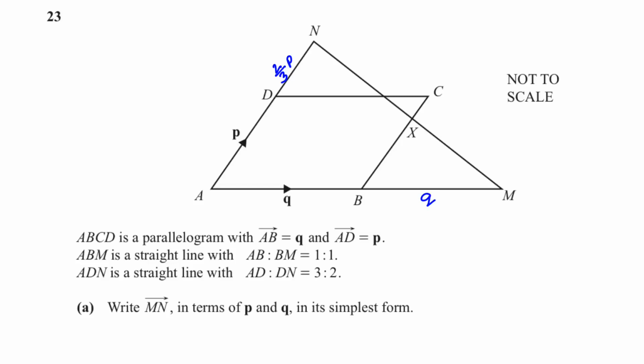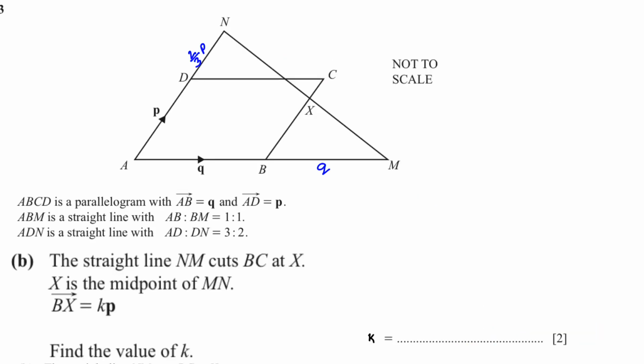Part A. Write MN in terms of P and Q. To get to MN, we can write MA plus AN. What is MA? Negative 2Q. And AN is P plus 2/3 P. This will give us negative 2Q plus 5/3 P.